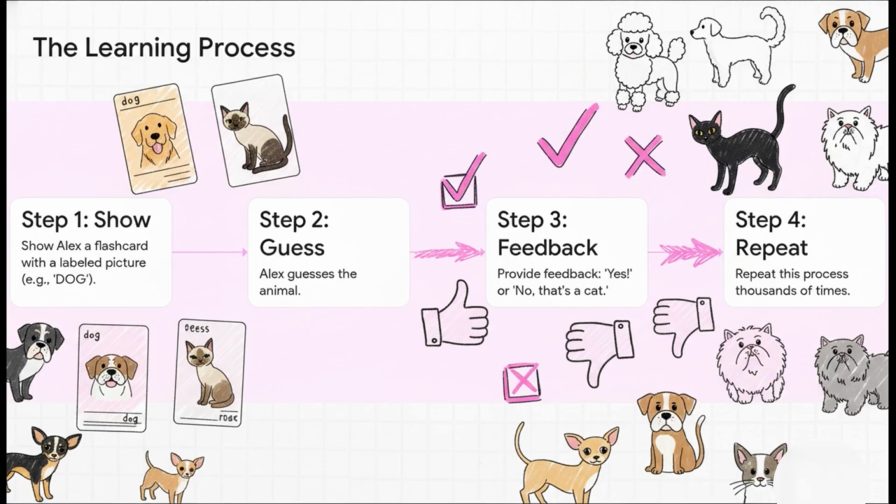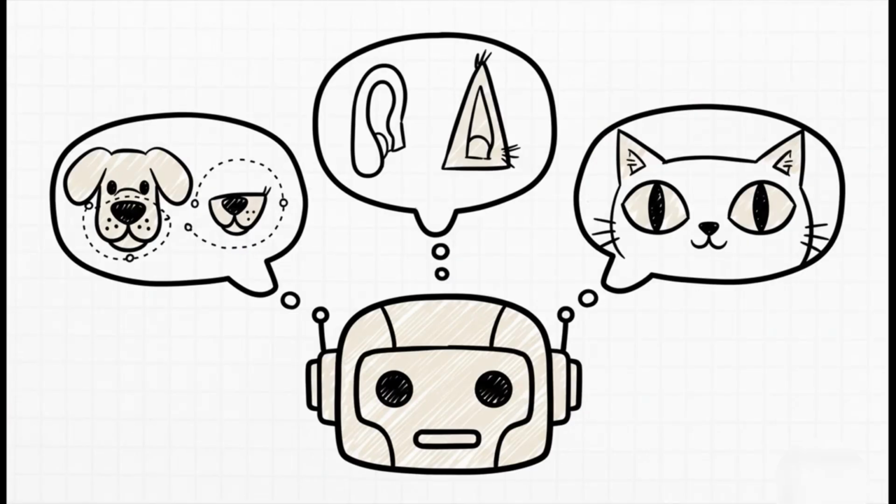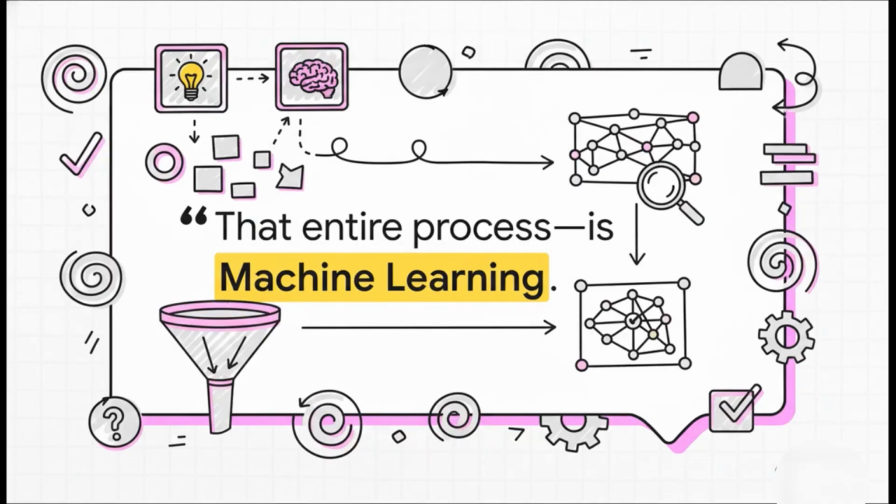Now, at first, Alex's guesses are just completely random. It's basically flipping a coin. But here's where the magic starts to happen. With every single guess and every single correction we give it, Alex makes a tiny adjustment to its internal logic. It starts to pick up on patterns. It starts to notice, hey, a lot of these dog pictures have floppy ears and longer snouts, or these cat pictures often have pointy ears and different shaped eyes. And this is so important. Alex isn't just memorizing the photos. It's learning the underlying features that define what dogness and catness really are. And that right there, that whole process of feeding a machine labeled examples and letting it figure out the patterns all by itself, that, my friends, is the absolute core of what machine learning is.